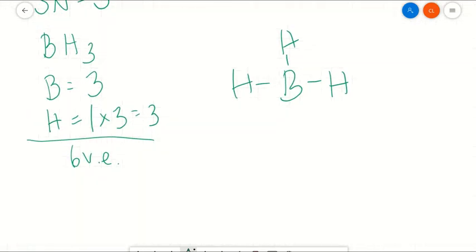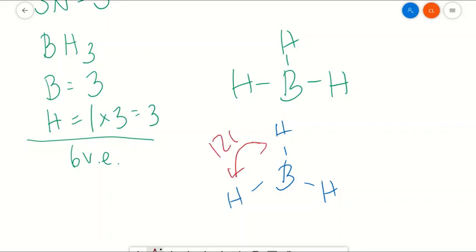I'm also going to post a link with some simulations. fet.colorado.edu has some great simulations so you can explore what this looks like 3-dimensionally. So the way this is actually going to look is more like this. And then what's the bond angle here? 120.